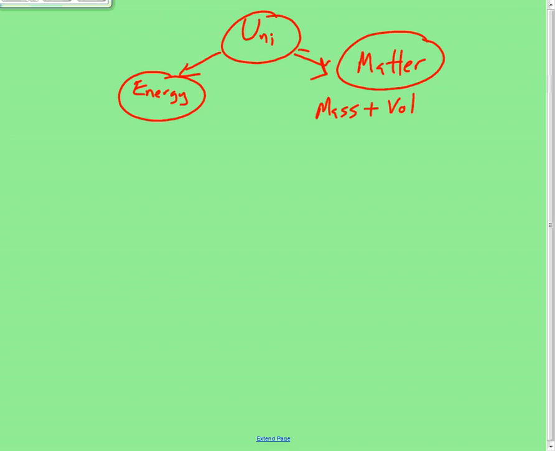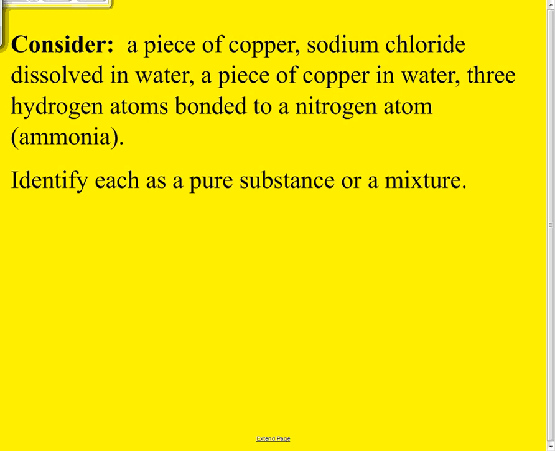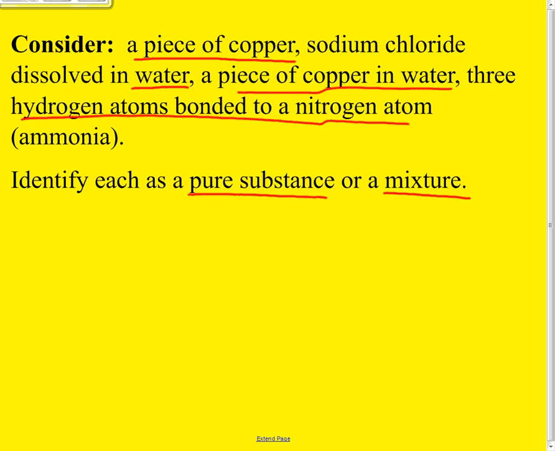Now today we want to further our discussion of matter, and talk a little bit about the types of matter. So let us go to our favorite little consider idea. Consider a piece of copper, sodium chloride dissolved in water, a piece of copper in water, and three hydrogen atoms bonded to a nitrogen atom. Which of these is a pure substance and which of these is a mixture? We want to identify those as either a pure substance or a mixture.